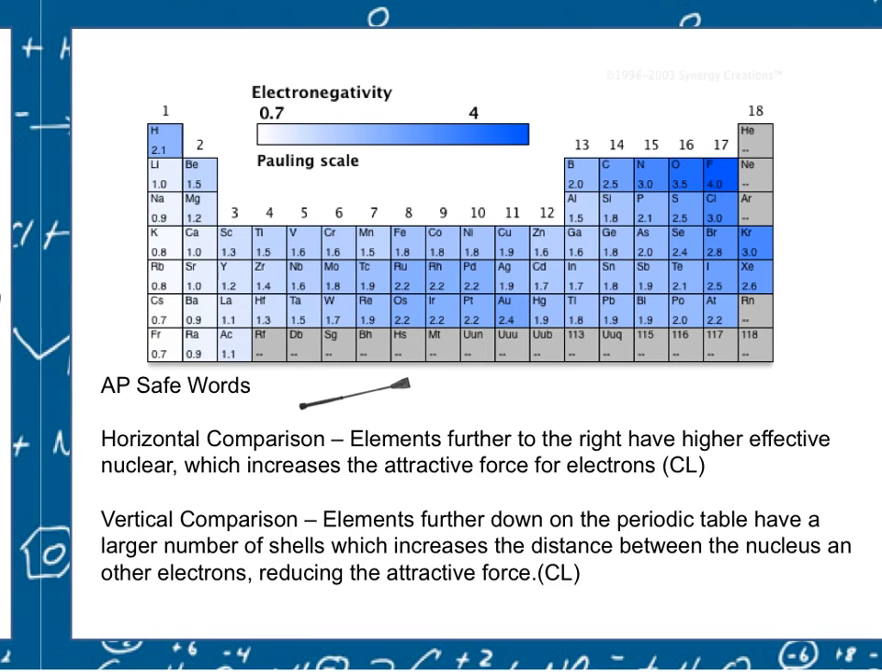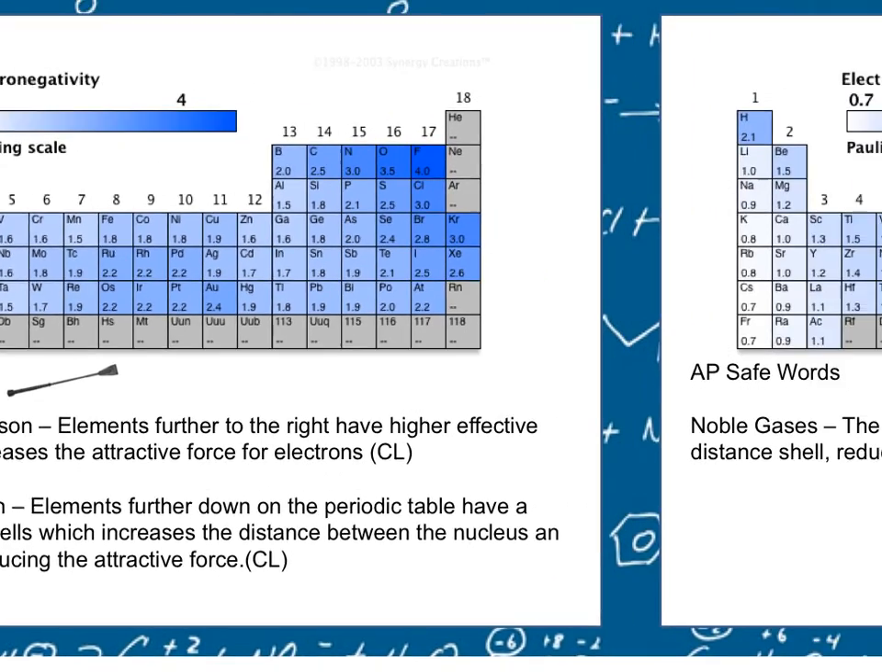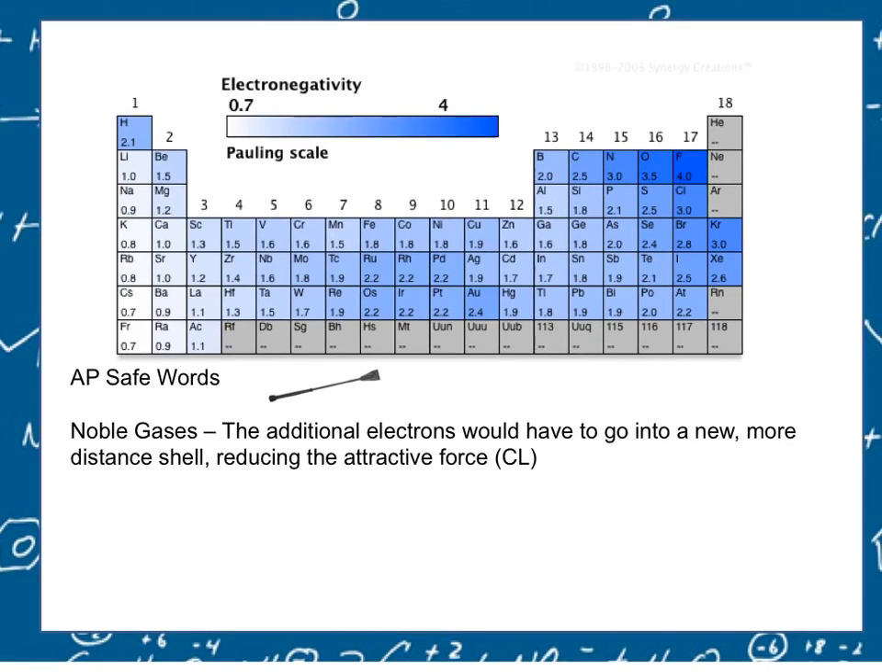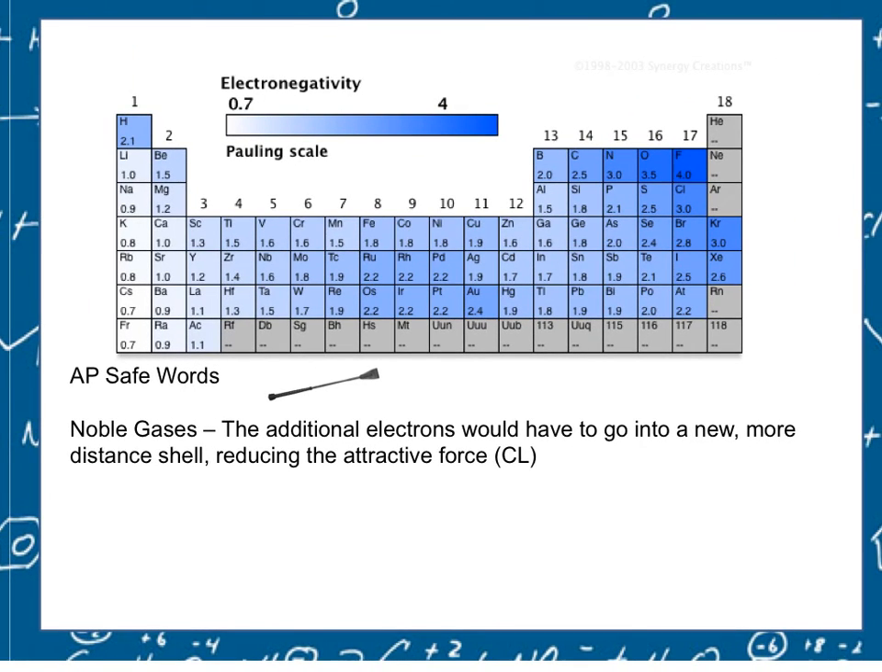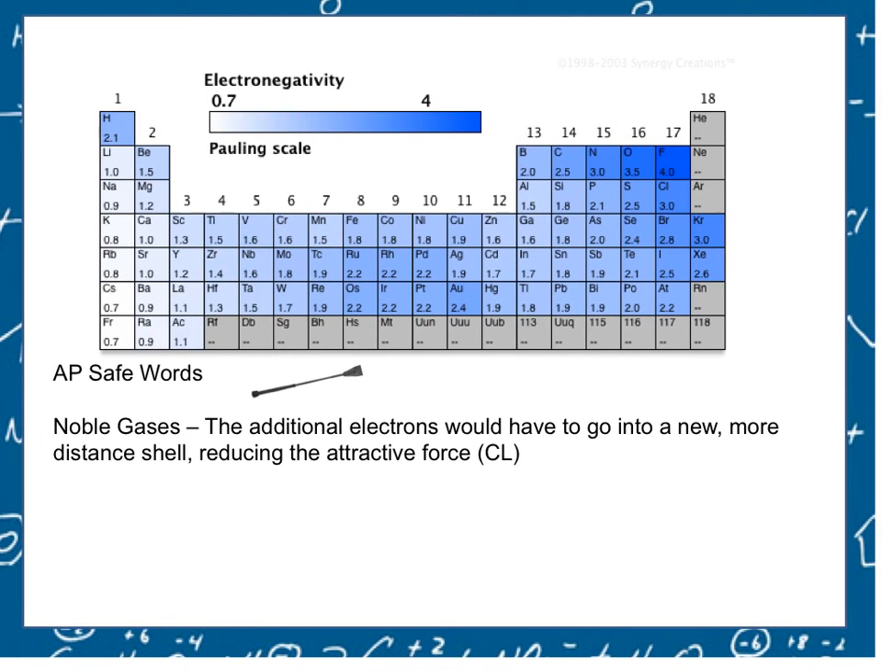Now we'll move on and talk about why the noble gases are kind of exceptions to both of these. For the noble gases, the additional electron, either given to it or attracted from a bond, would now have to go into a new, higher, more distant shell, reducing the attractive force. Kind of like with the ionization energy trend, if you just say that they're noble gases and they're stable and they're happy, you won't get any points.